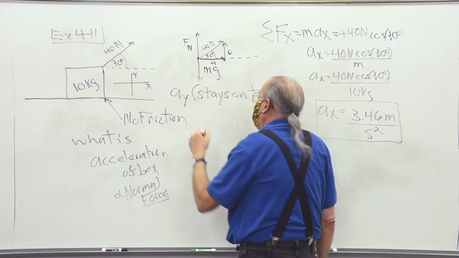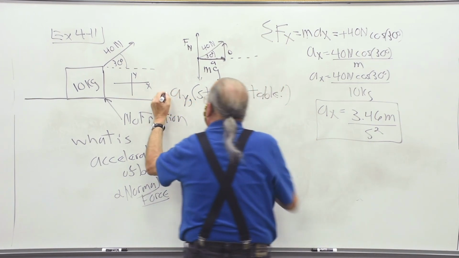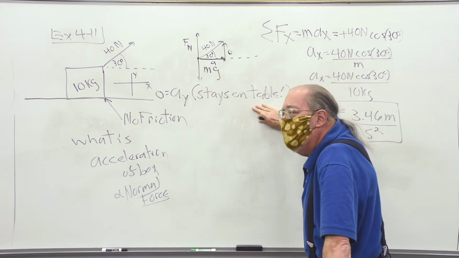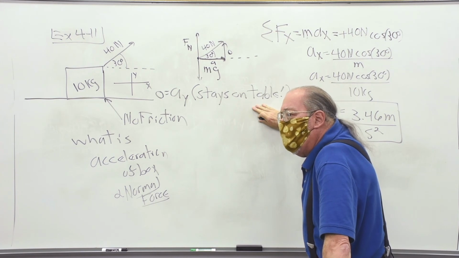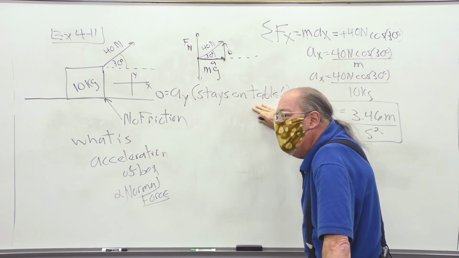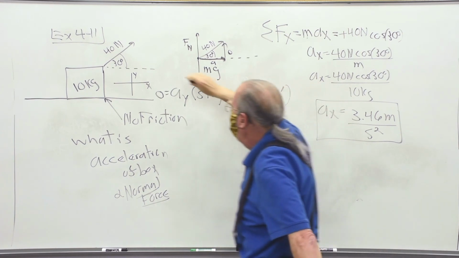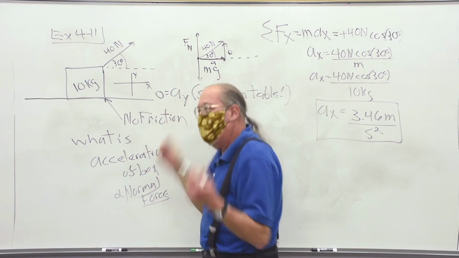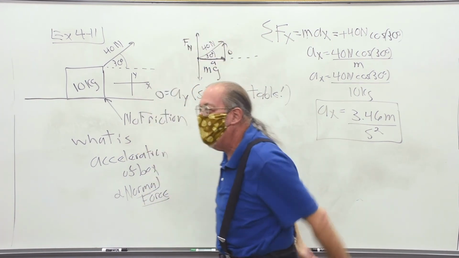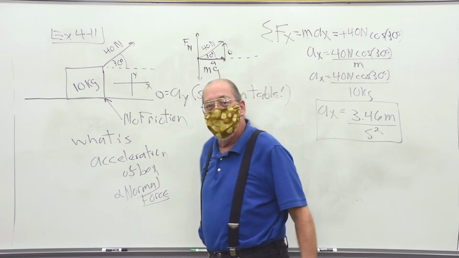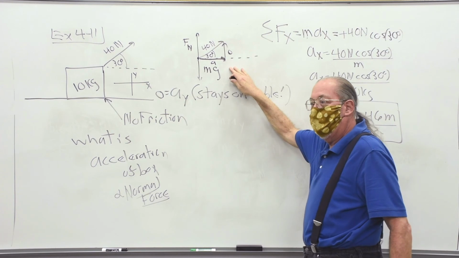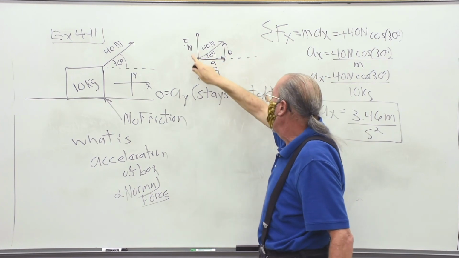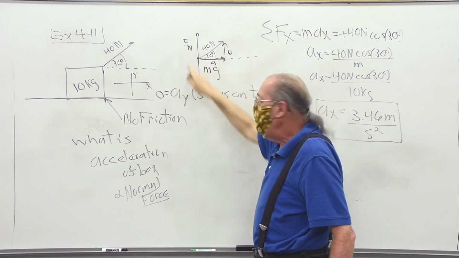Okay? Sarah, are we making an assumption there? How do you know it stays on the table? What would happen if you pulled on this with a force of 50,000 newtons? It would fly off the table, and then is this the correct free body diagram? No. Because if it flies off the table, what's the table force? 0. We're making an assumption here, folks.